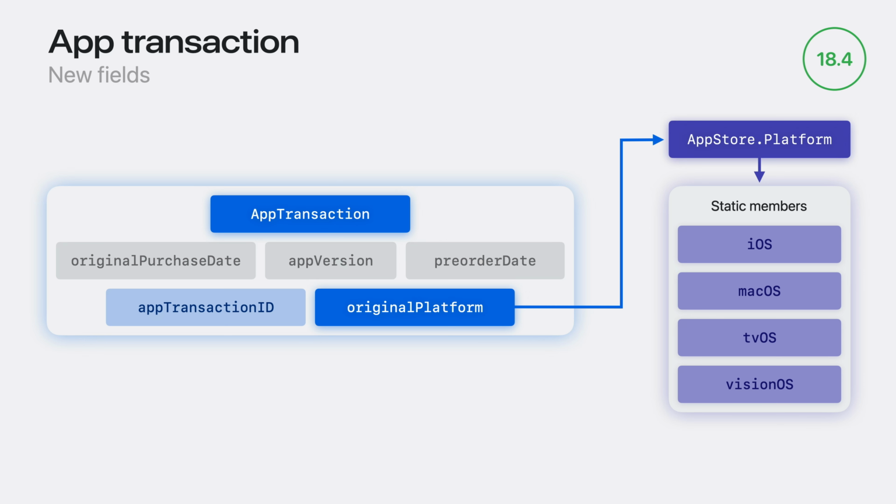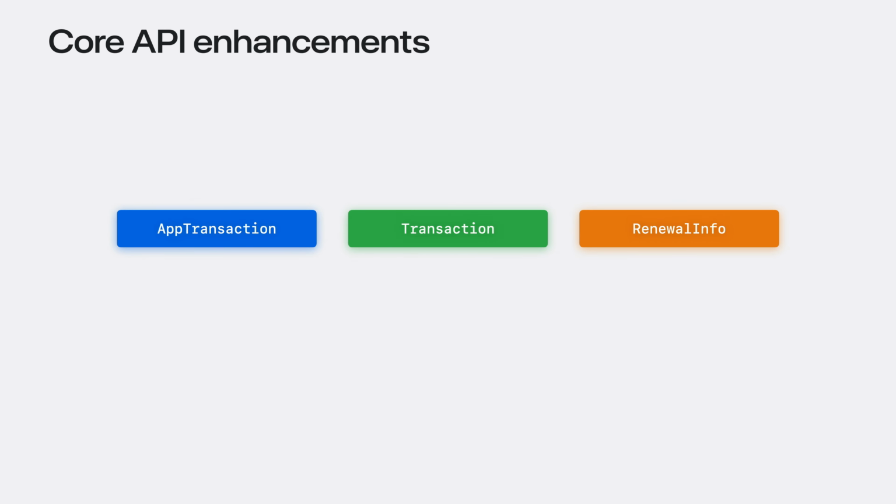With the original platform field, you can now more easily support business model changes, such as moving from a paid app to a free app with in-app purchases. The original platform field can help you entitle customers appropriately as your business evolves over time. Next, we have updates to the transaction type.